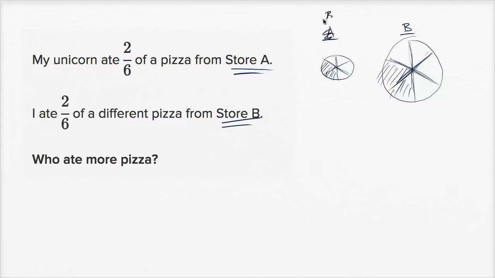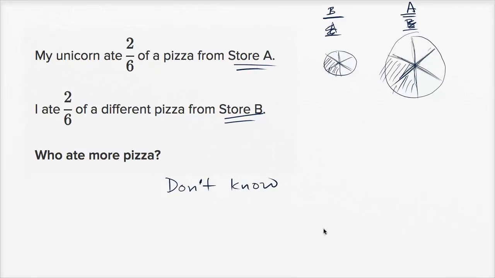Maybe store B's pizza is like this, and store A's pizza is like this. And if this was the case, if my unicorn ate this 2/6, then the unicorn ate more. Or maybe the pizzas were both this size, in which case we would have eaten the same amount. So just based on what they told us, we don't know how store B's pizza compares to store A's pizza. We don't know whether I or my unicorn got more pizza.